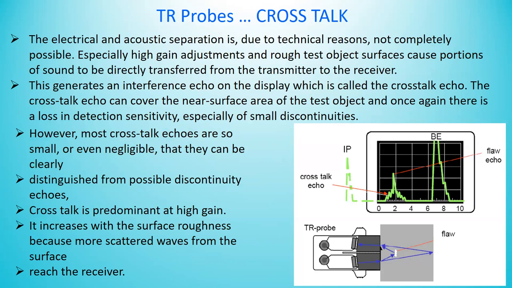Electrical and acoustical separation is, for technical reasons, not completely possible, especially at high gain adjustments and with rough test object surfaces, which cause portions of sound to be directly transferred from transmitter to receiver. This generates an electrical interference echo on the display, called the crosstalk echo. The crosstalk echo can cover the near surface area of the test object, and once again there is a loss of detection sensitivity, especially for small discontinuities. However, most crosstalk echoes are so small or even negligible that they can be clearly distinguished from possible discontinuity echoes. Crosstalk echoes are predominant at high gain. They increase with surface roughness because more scattered waves from the surface reach the receiver.